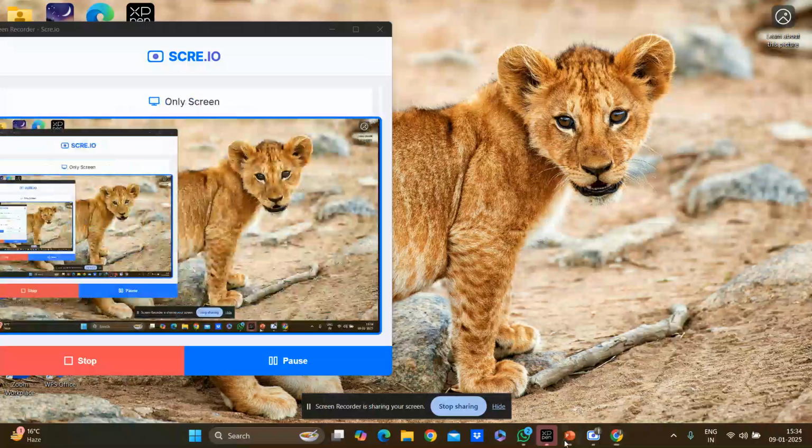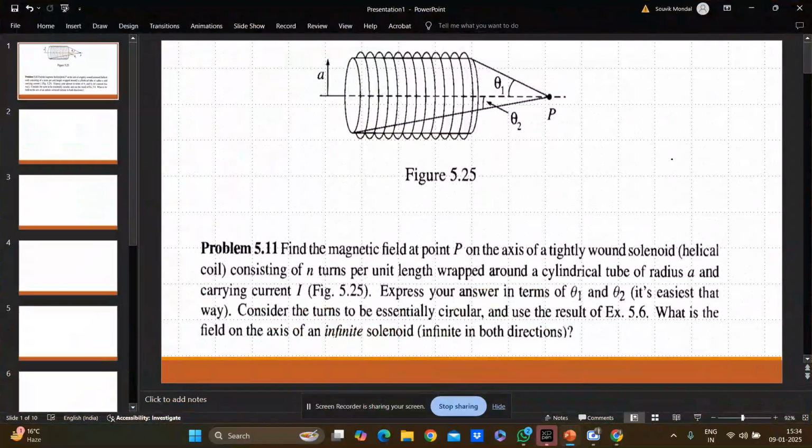Okay, so today I am going to discuss another problem from magnetostatics, and this problem is from Griffiths. It is actually an important problem because most of us know the infinite solenoid problem, where you have an infinite solenoid with n turns per unit length and current I flowing. The magnetic field at the center along the z axis is mu naught n I.